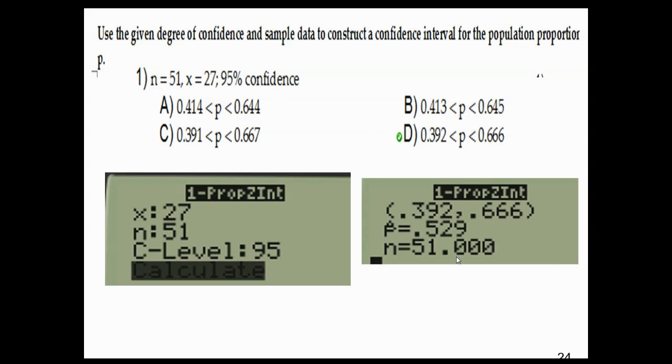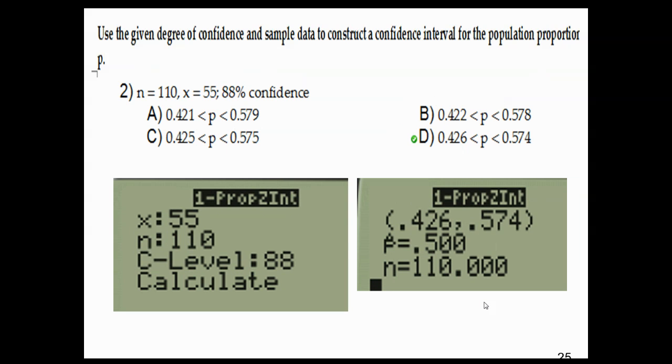Put them into the calculator, hit enter, and it repeats p hat and n to you, right? Well, actually, it repeats n. You wouldn't have known what p hat is. Who cares? The important thing is it gives you the interval between 0.392 and 0.666, and there it is. There it is, spot on.